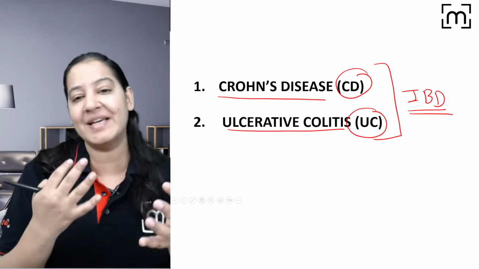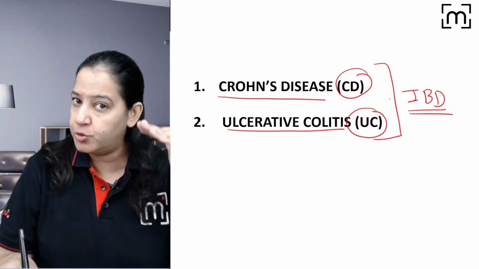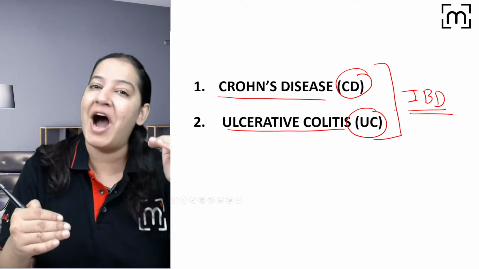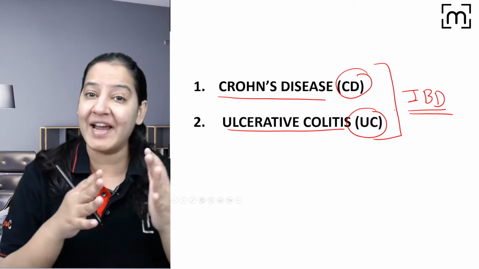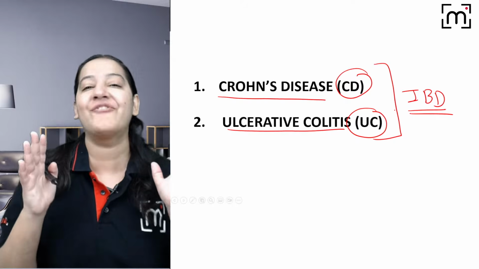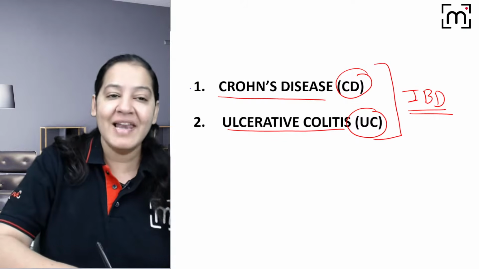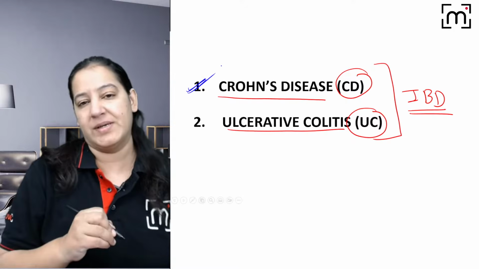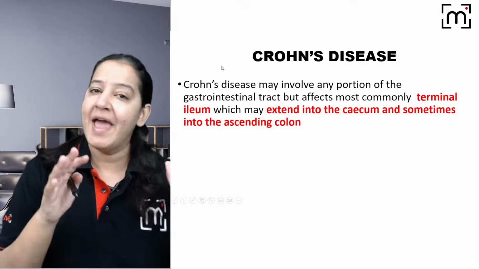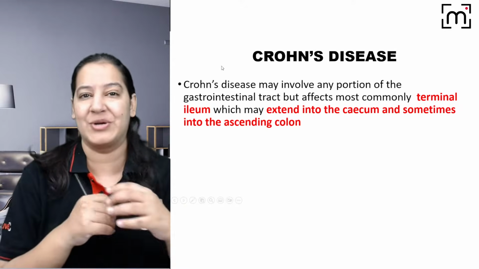Now, what is the basic difference between them? How to understand them? Grossly, how do the two differ? Microscopically, how do the two differ, and how to diagnose them separately? So let me teach you both types of inflammatory bowel disease. We will see their details one by one. Let's start with Crohn's disease first. Let me finish Crohn's disease first and then I will come to the second one, ulcerative colitis.